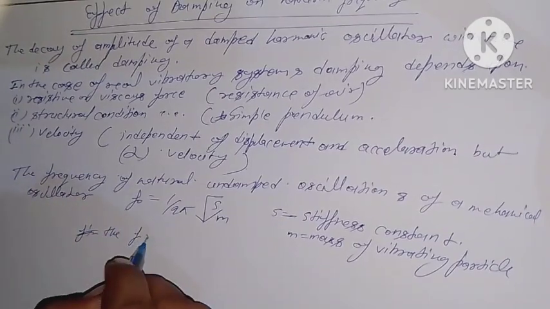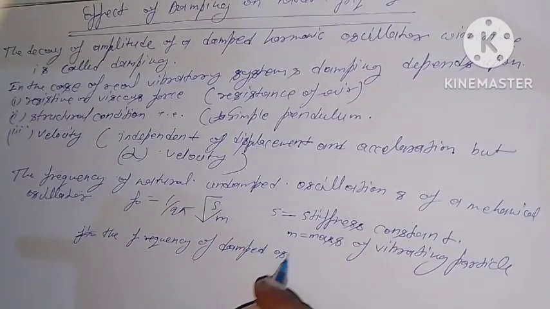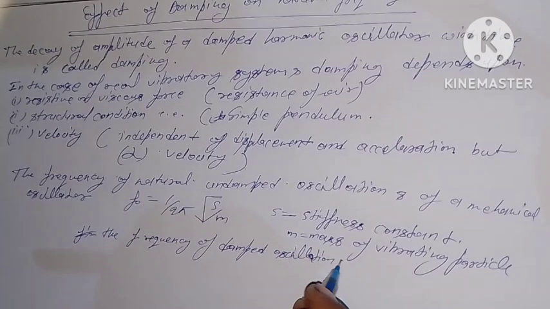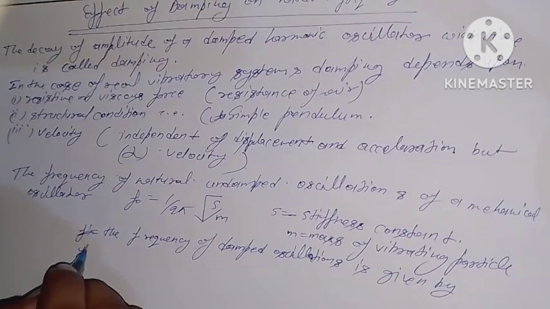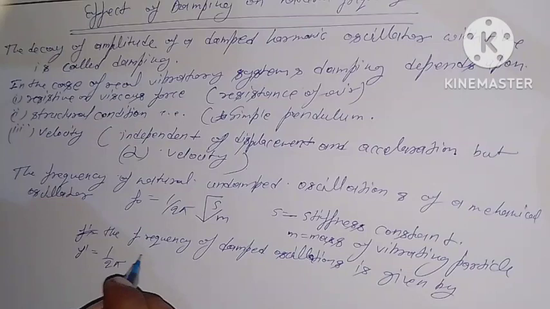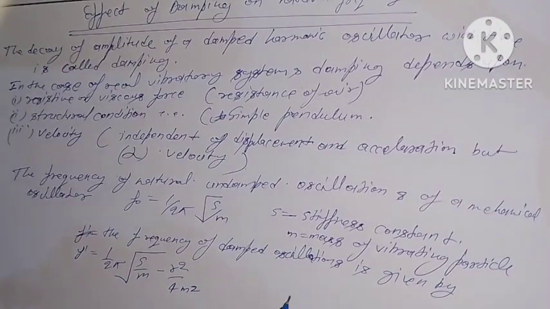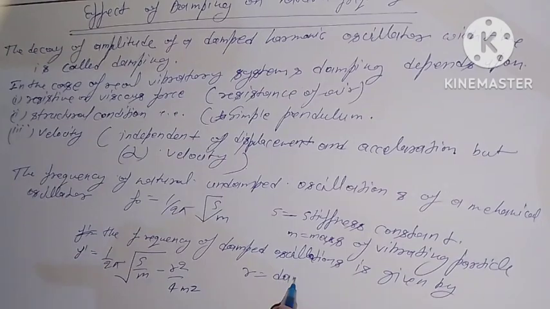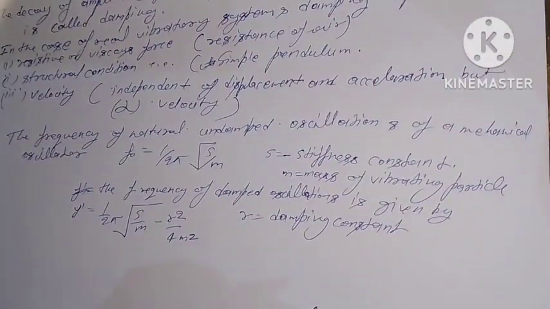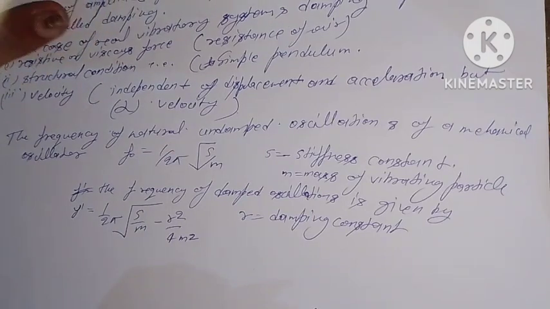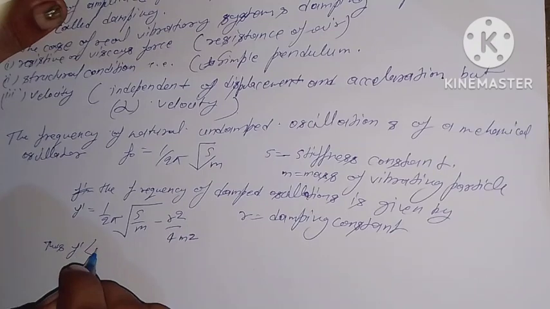The frequency of damped oscillation is given by f dash equal to 1 upon 2 pi under root of s by m minus r square by 4m square, where r is the constant known as the damping constant. Thus f dash is less than f naught.